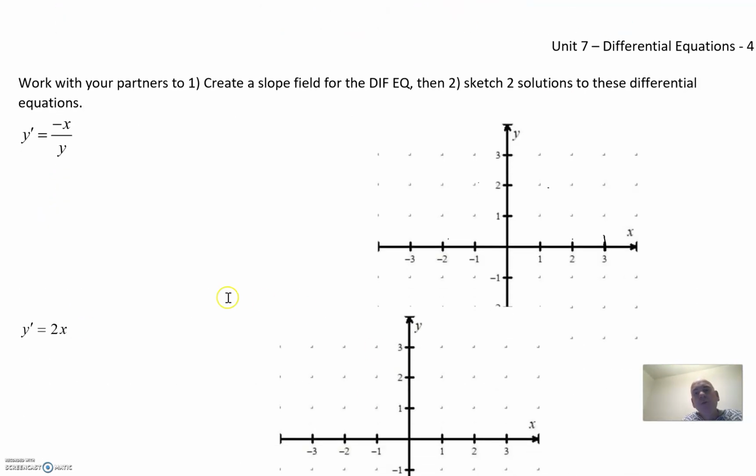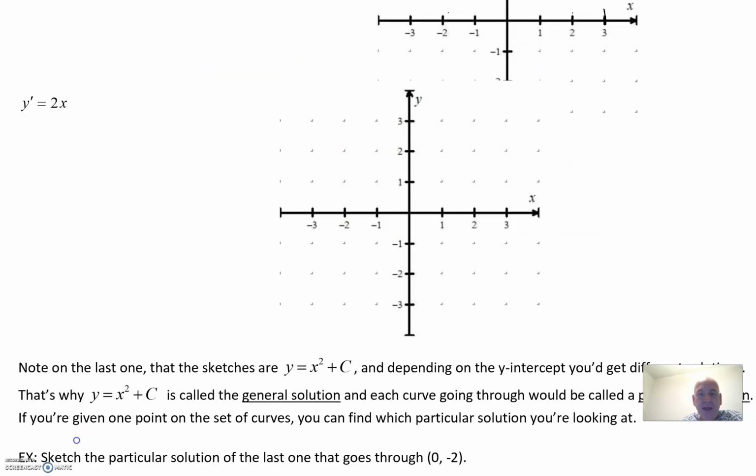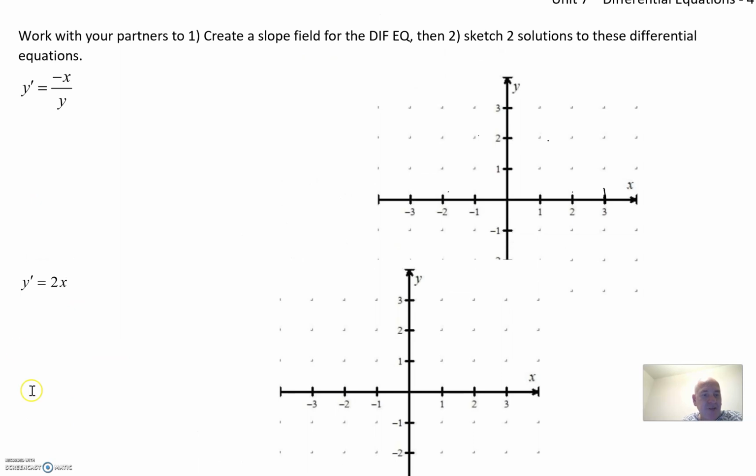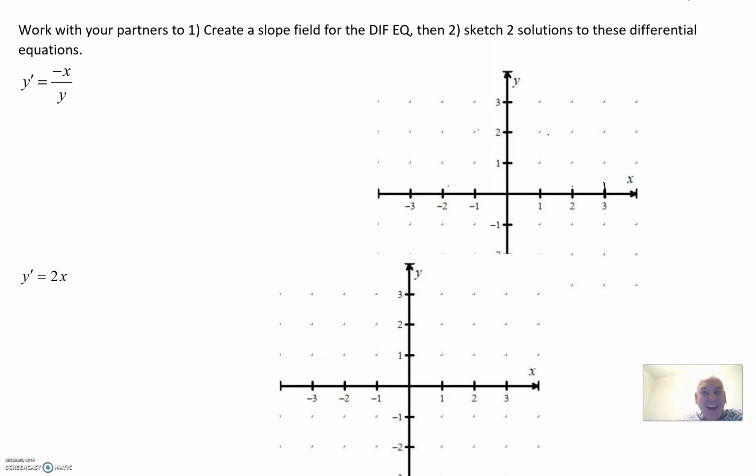All right. So we were going to do this in class, and so you can try one or two of these out. Work with your partners to create a slope field for the differential equation, and then sketch two solutions. We'll show you that in just a second. So I'm going to pause it, you can try them out, and we'll see what your stuff looks like. And I've decided it'd be better for me to actually show you how I sketch a slope field, just so you see how you can save yourself some time.